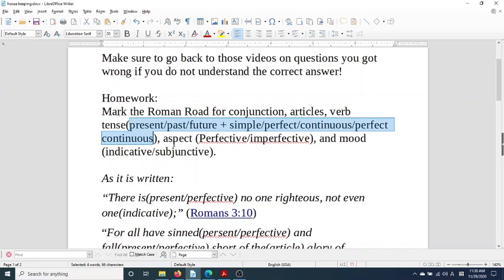If you didn't, that's fine. That's why we're focusing on it now. Make sure you know the difference between these, right? I promise you it will be on the final exam.